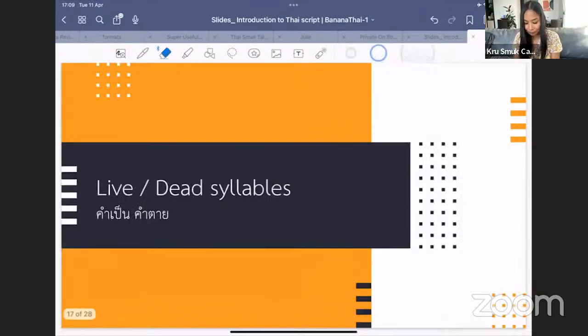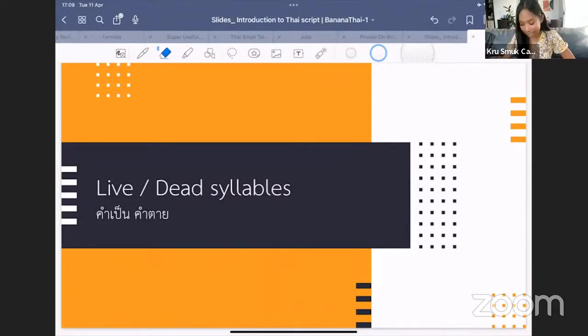Next one, ค่ะ: live and dead syllable. What is live and dead? Why do I need to know it? I'm not sure whether it exists in your language or not, but if it does, please feel free to comment and let us know if this is part of your language.